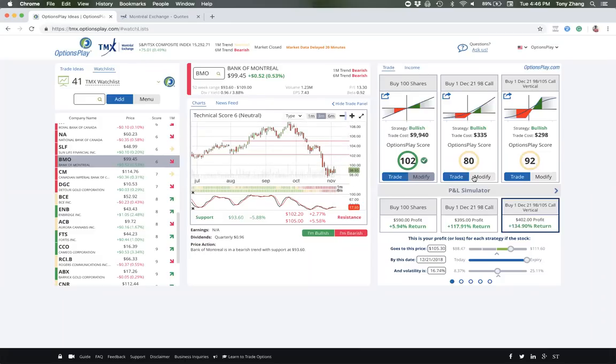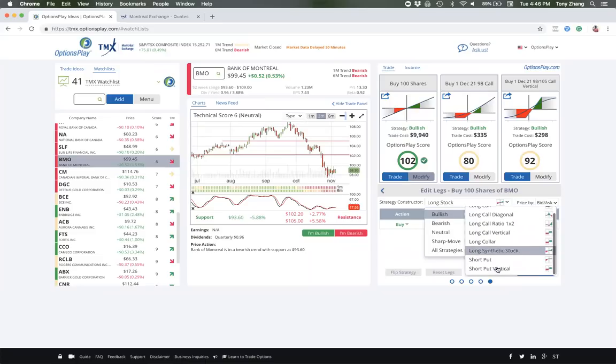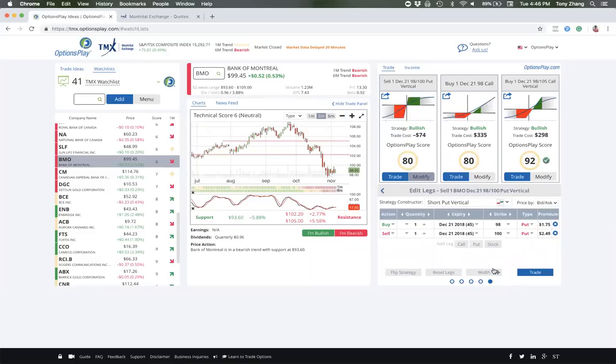So what I want to do is I want to compare a few different strategies. I want to compare buying a call to buying a debit spread, which is what you would traditionally use if you were bullish on a stock. And now what I'm going to do is I'm going to change this stock position. I'm going to change this to a credit spread.